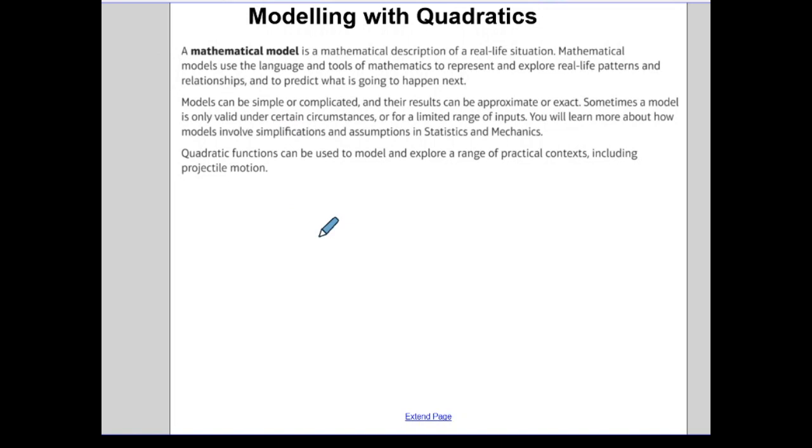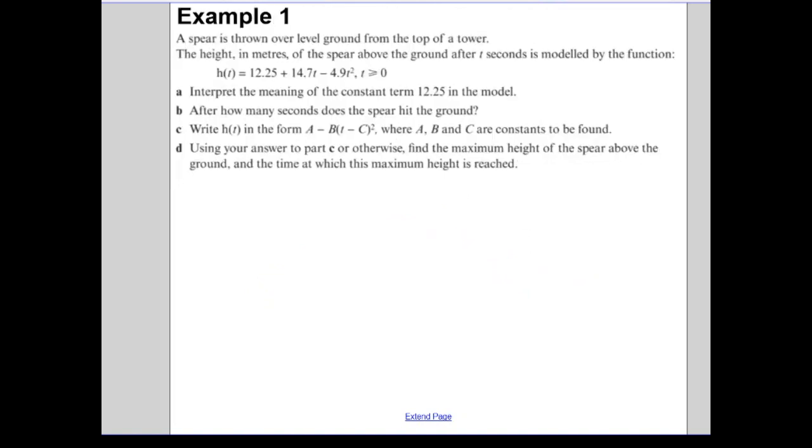Quadratic functions are often used to model projectile motion because of the shape of them. The parabola is an excellent approximation for how something flies through the air. So this first example is like that: a sphere being thrown over level ground from the top of a tower.